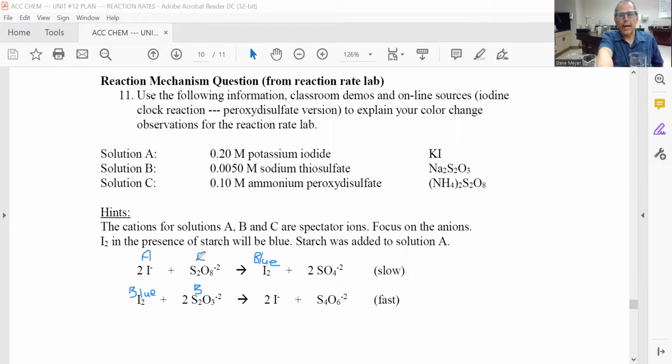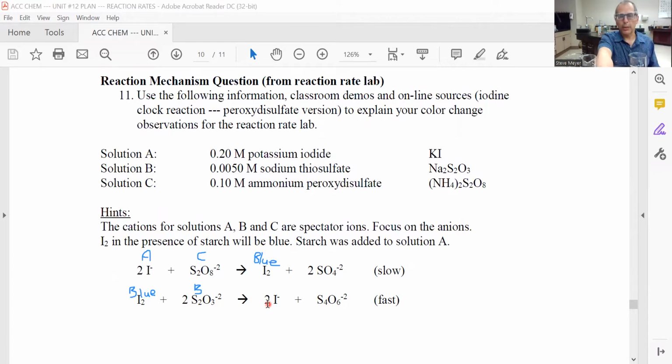Okay, so if A and C combine, what's going to happen is if there is some B present, as soon as this is formed, even though it's a pretty fast reaction that takes a second or two, this second reaction might take microseconds. It could be way faster than that. So as long as there is some B present, as soon as that I2 is formed, it's going to turn to I minus and you won't see it. So that's what's happening right there.